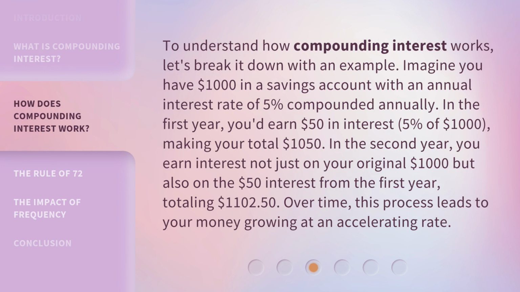To understand how compounding interest works, let's break it down with an example. Imagine you have $1,000 in a savings account with an annual interest rate of 5% compounded annually. In the first year, you'd earn $50 in interest, 5% of $1,000, making your total $1,050. In the second year, you earn interest not just on your original $1,000 but also on the $50 interest from the first year, totaling $1,102.50. Over time, this process leads to your money growing at an accelerating rate.